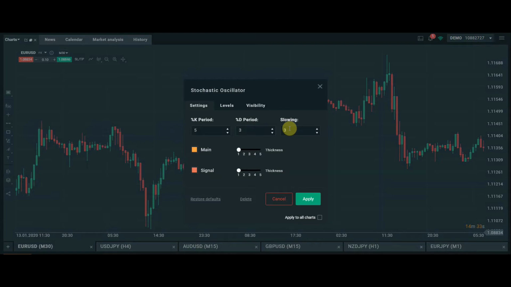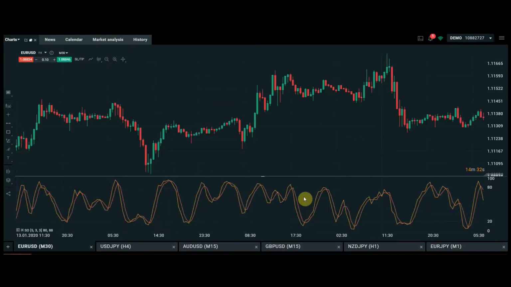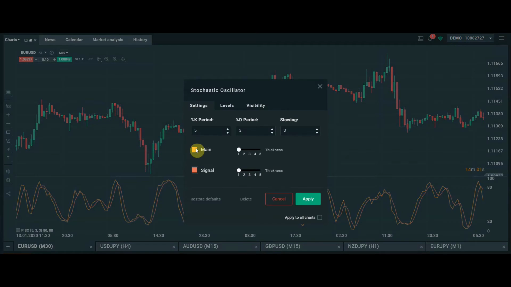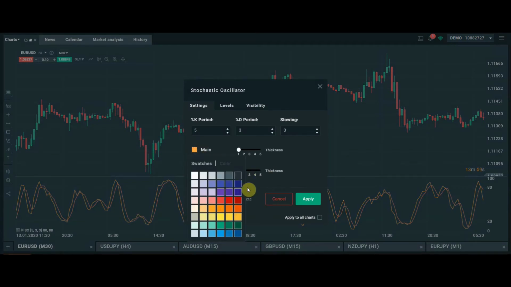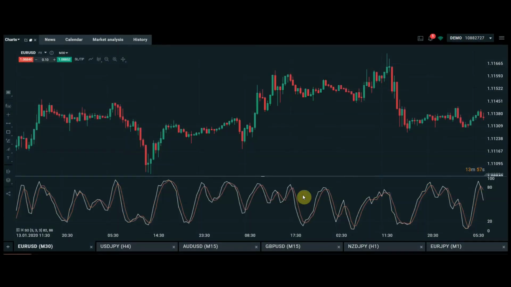Experiment with your stochastic. Once you click apply, what you've got here is the stochastic indicator underneath, and if we look at the chart itself, we can change one of these to white so we actually know the difference between the two, because they're both the same color. One is the main line and one is the signal line, so you can see that they cross each other.